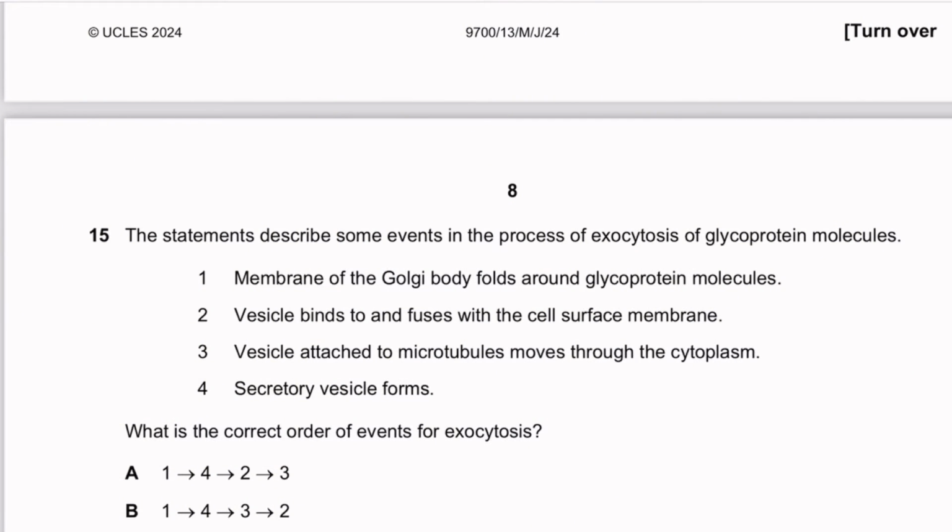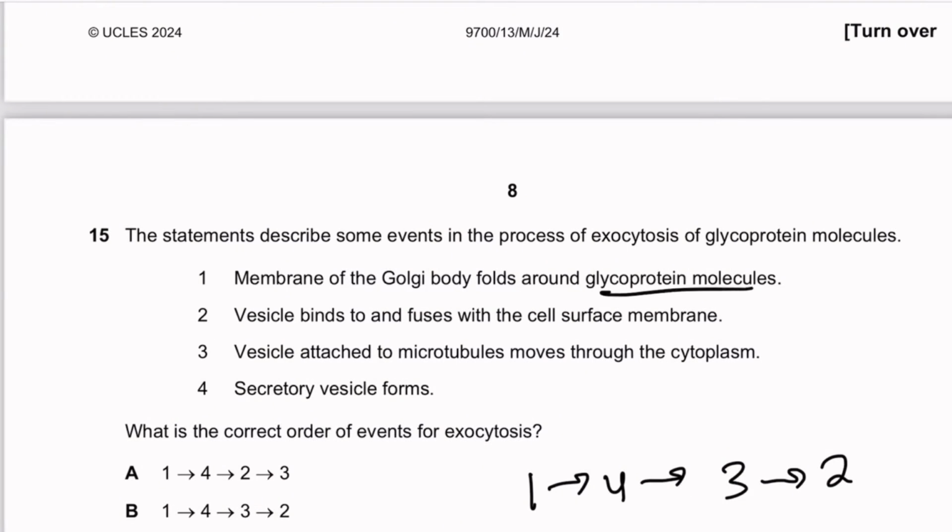First things first, the membrane of the Golgi body folds around the glycoprotein molecules. And then vesicles bind to and fuse with the cell surface membrane. Vesicles attach to the microtubules through the cytoplasm, and then secretory vesicles form. I think it's going to be 1, then 4, and then 3, and then 2. Okay, what do I mean by this?